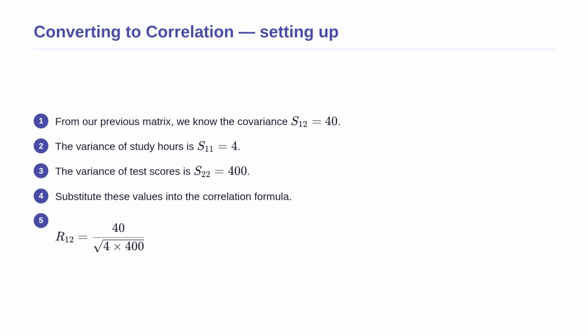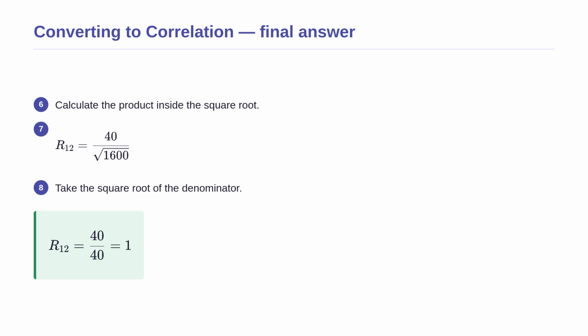We substitute our known values into the formula. The numerator is 40. In the denominator, we multiply the variance of study hours, which is 4, by the variance of test scores, which is 400. Continuing the calculation, we prepare to take the square root of that product in the denominator. We calculate the product inside the square root to get 1600. The square root of 1600 is exactly 40.